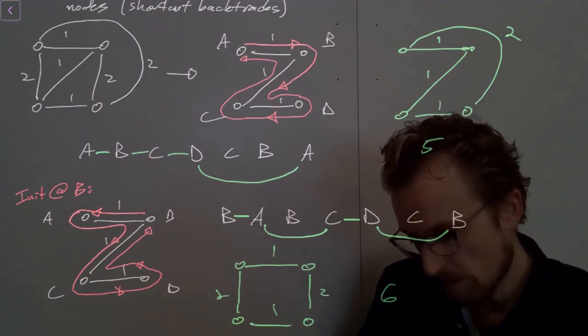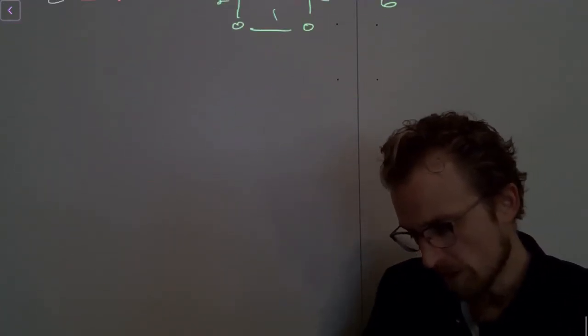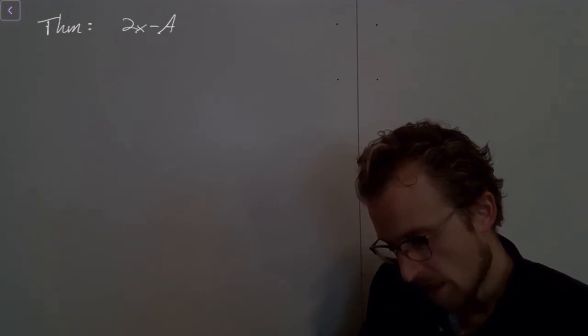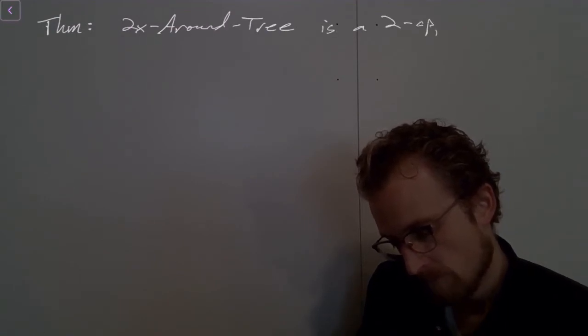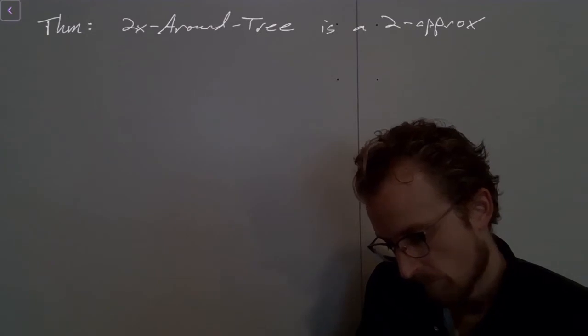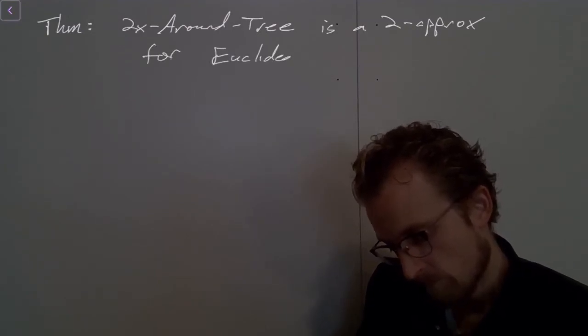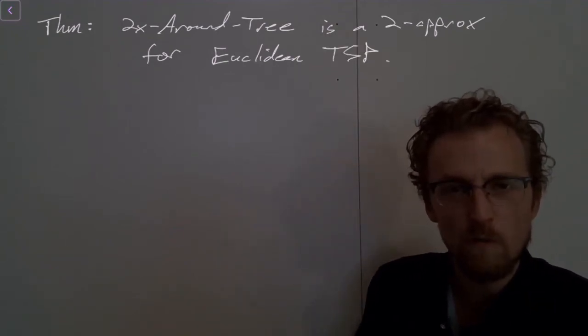So in a general sense, we should ask, how good is this algorithm? Well, it turns out this is a 2 approximation, right? So here's our theorem. 2x around the tree is a 2 approximation for the Euclidean TSP. Okay, so let's consider why.